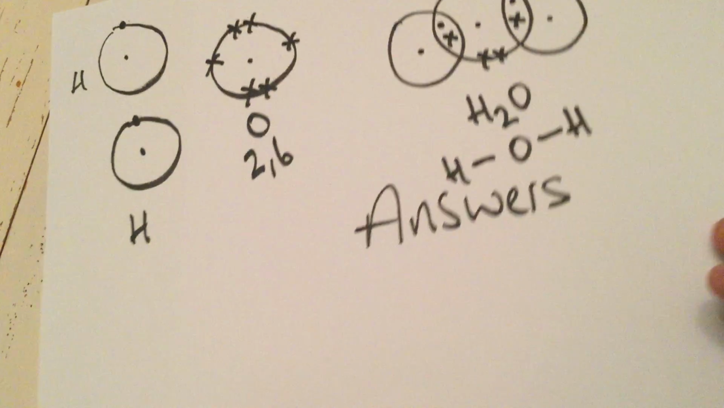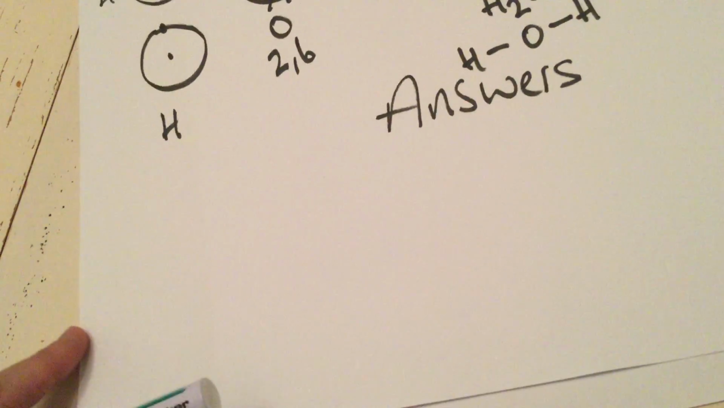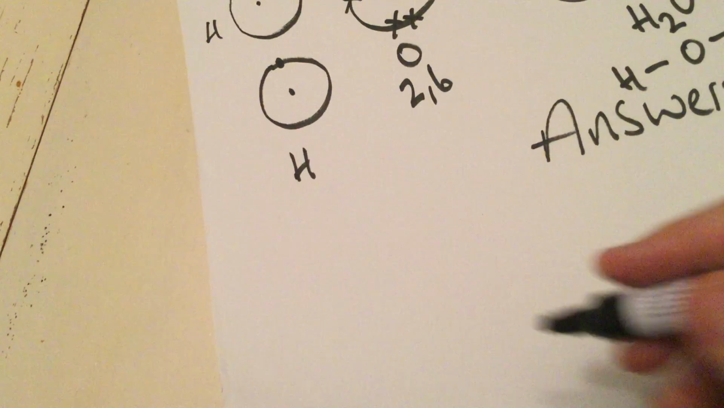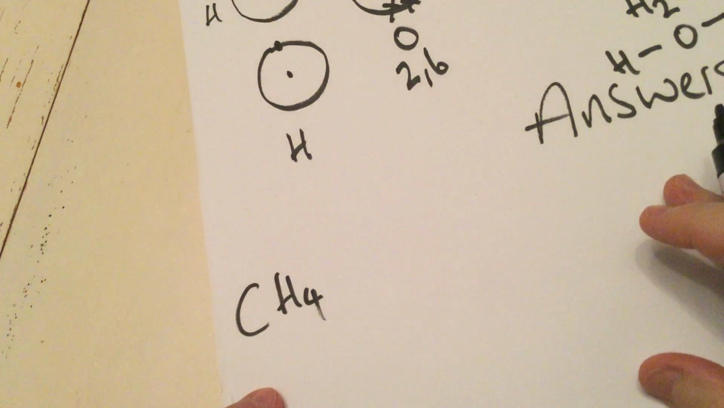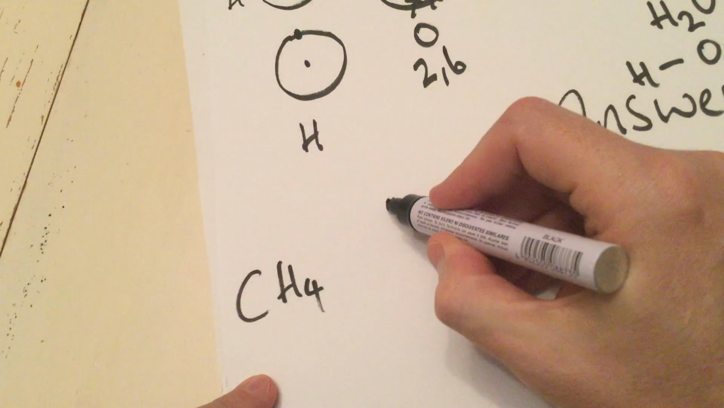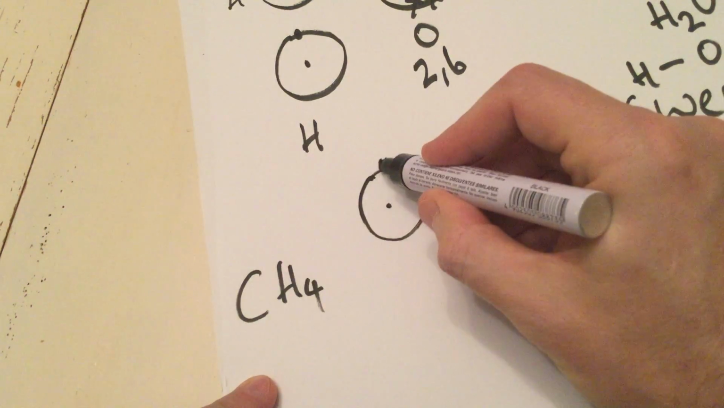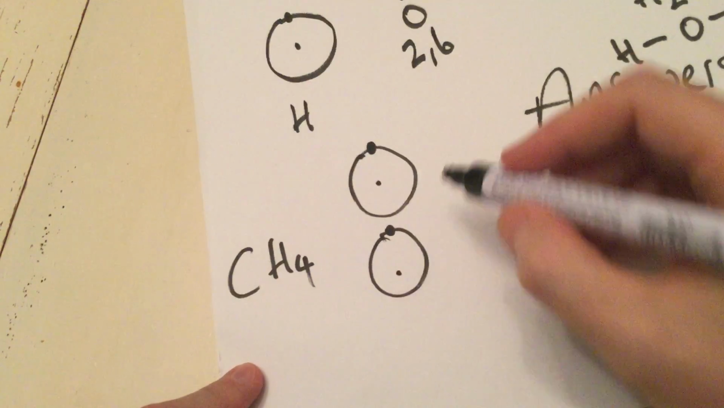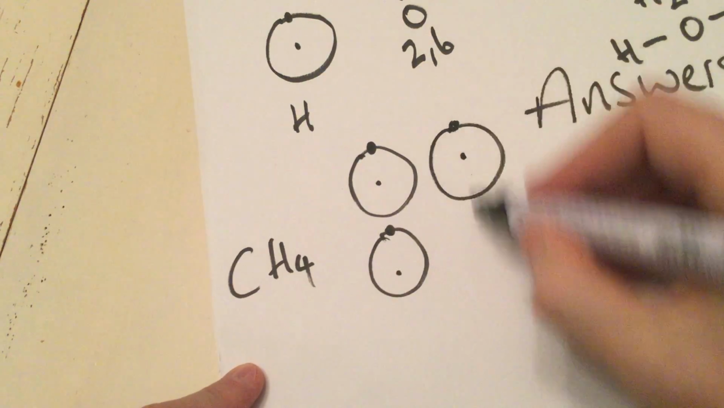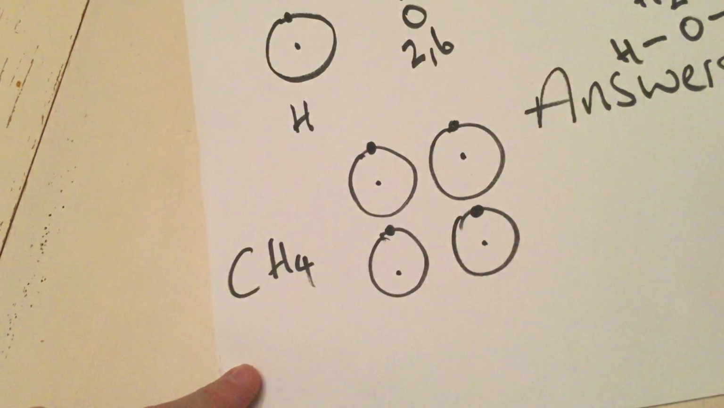That's the first one. Second one, carbon and hydrogen. Carbon and hydrogen makes methane, and I told you at the beginning that the formula for methane is CH4. So what's going to happen here? Well, we're going to need 4 hydrogens. I'm going to do those as dots. 1, 2. Put another one here. 3, 4. There's my 4 hydrogens.